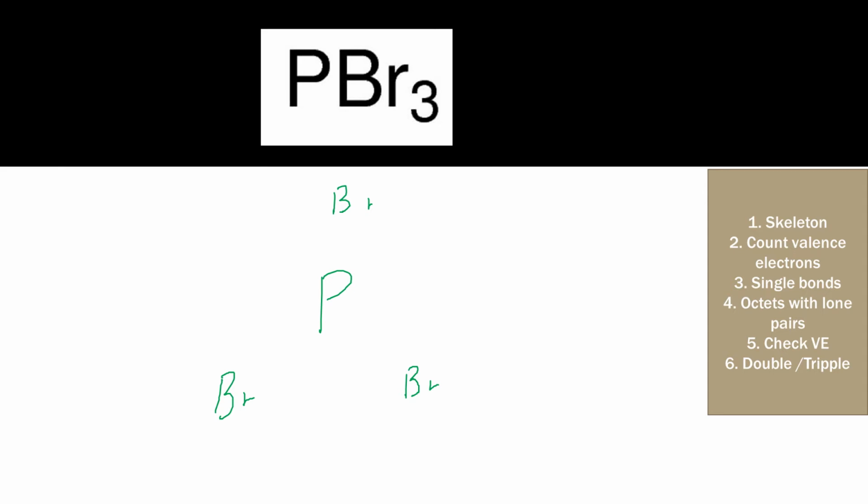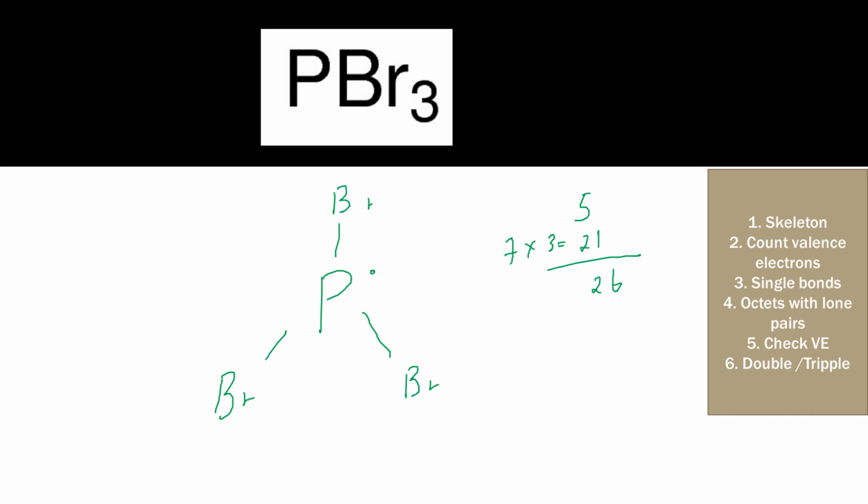So that's the skeleton. Now count valence electrons. Phosphorus in group 5 provides 5, bromine in group 7, there are 3 of them, 7 times 3 equals 21, altogether 26. Now single bonds, and now octet. Phosphorus has 2, 4, 6, therefore it needs 2 more electrons.